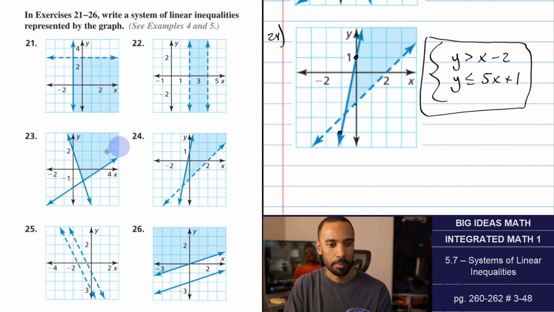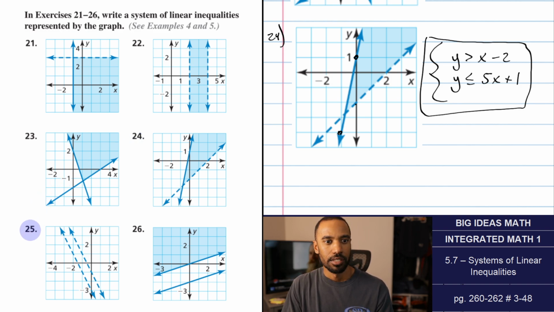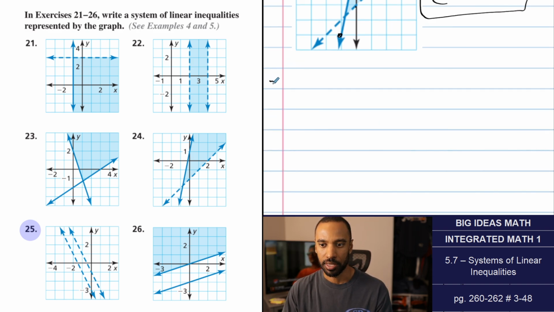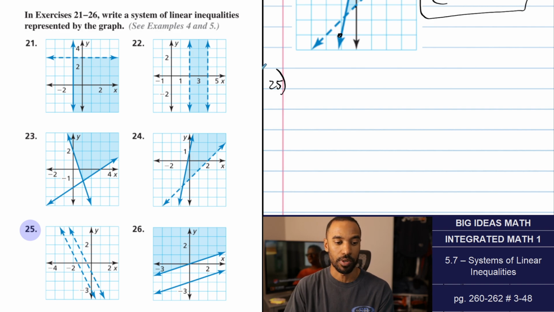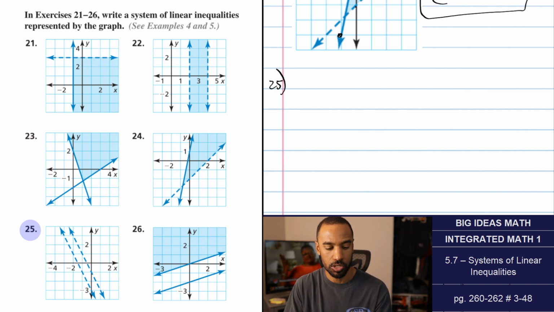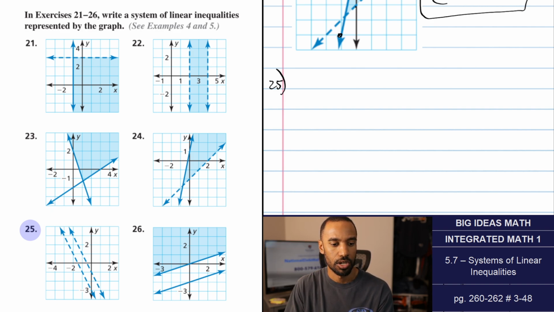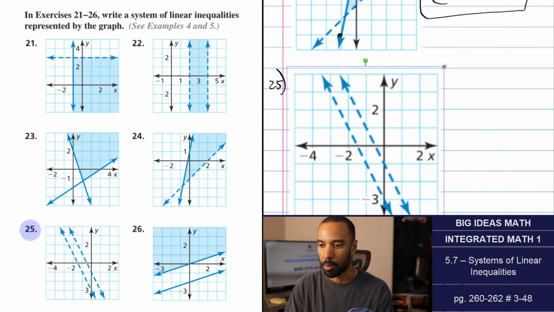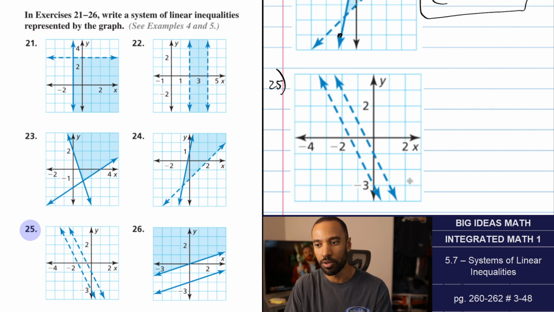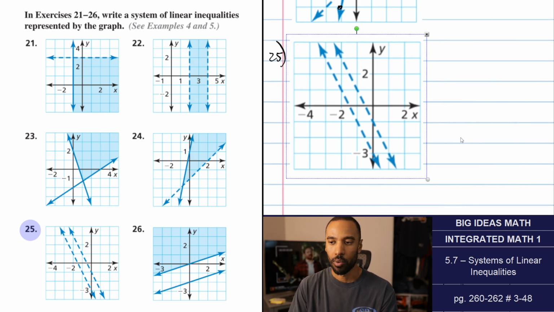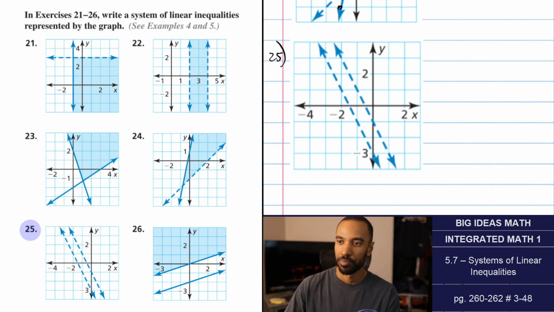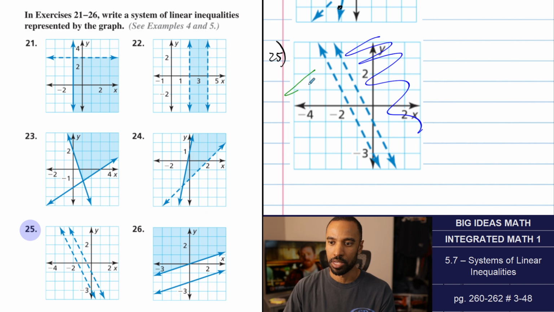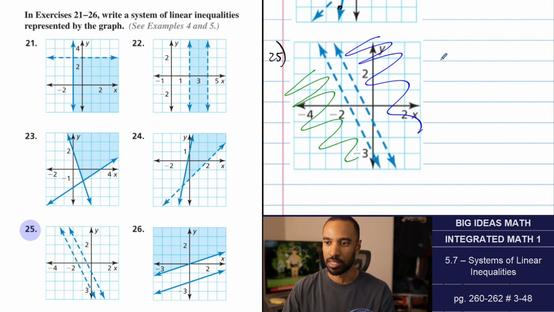Two more on this set. Now, number 25 says write a system of linear inequalities. As you can tell, there's no overlapping shaded region. This is a case of no solution. That's not that we write no solution. We still have to write what these two inequalities are that represent no solution here. So they are parallel. We're going to come up with their slopes and such. Because nothing's overlapping, we're going to assume we are above this line yet below this line. That's the idea.